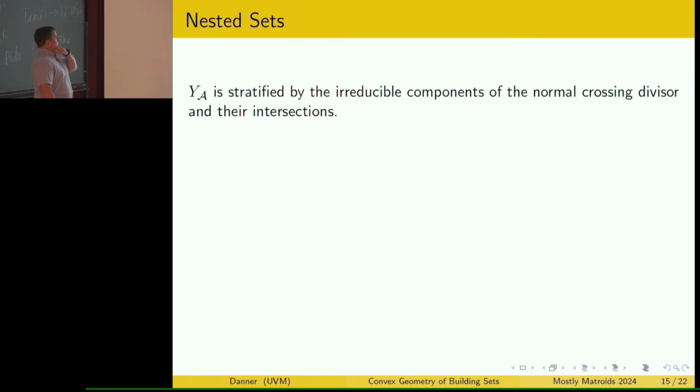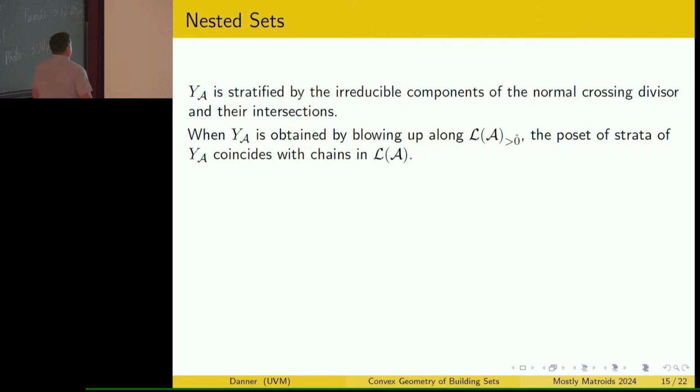The wonderful compactification, stratified by the irreducible components of the normal crossing divisor and their intersections. It's just some algebraic geometry mumbo jumbo. The wonderful compactification is obtained by blowing up along building sets. If you obtain it using the maximal building set, the poset of strata of these intersections coincides with the chains. So it's indexed by the chains.